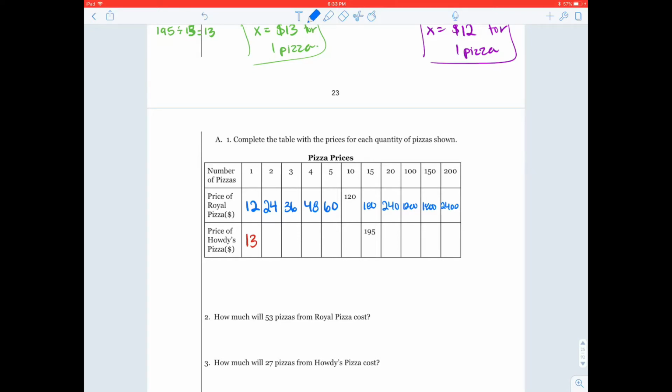Let me just double check that in my calculator really quick. 12 times 15. Cool. All right, and I'm going to fill in Howdy's. This is 13, 26, 39, 52, and 65. This is 130. This is 260. This is 1300. This is 2600. And this is going to be 1950. Okay, and there we go.